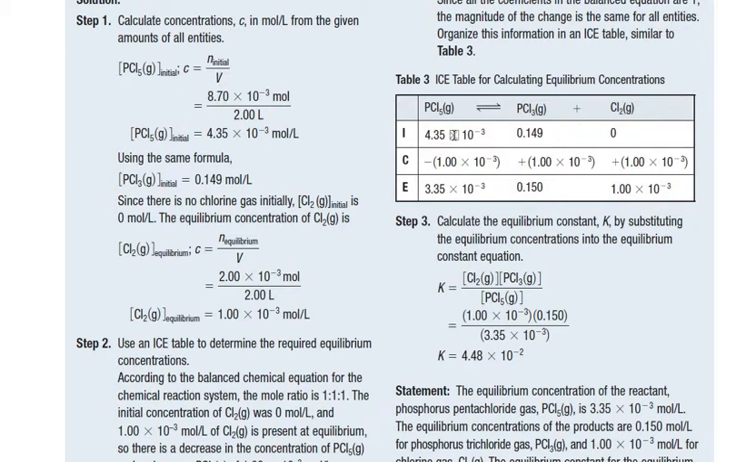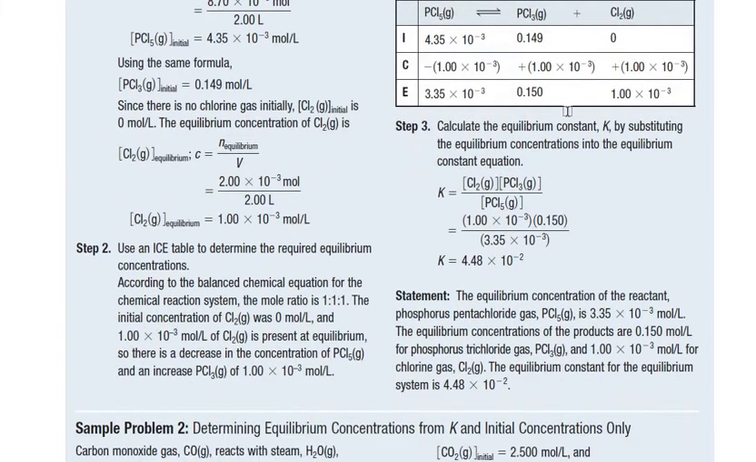So 4.35 times 10 to the power of negative 3 minus 1 times 10 to the power of negative 3 is going to be the equilibrium concentration for PCl5. We do the same thing for PCl3, and we have this one as well. So K will be equal to Cl2 times PCl3 divided by PCl5. This times this divided by PCl5 is going to give us the K value, which is 4.48 times 10 to the power of negative 2.